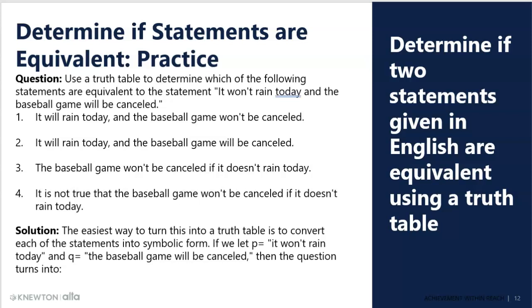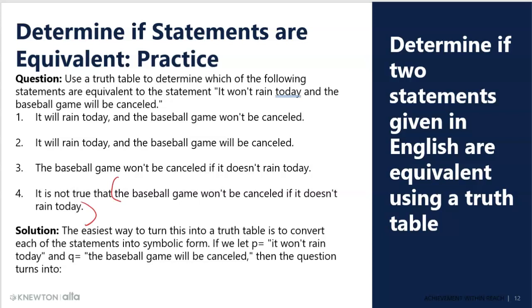It will rain today and the baseball game won't be canceled. It will rain today and the baseball game will be canceled. The baseball game won't be canceled if it doesn't rain today. If it does not, it is not true. So that is not true. Should tell you need parentheses around your symbols when you make them.